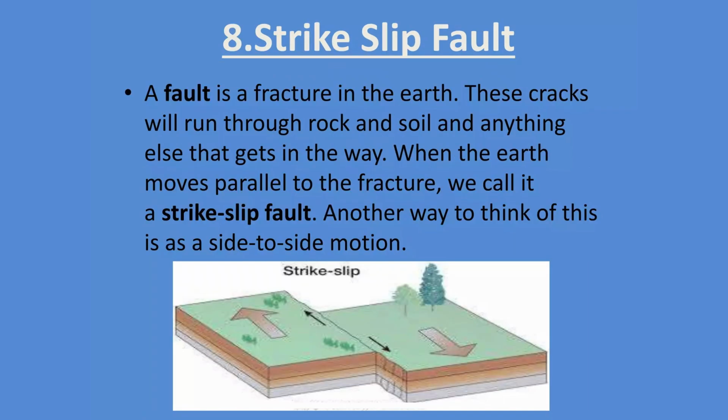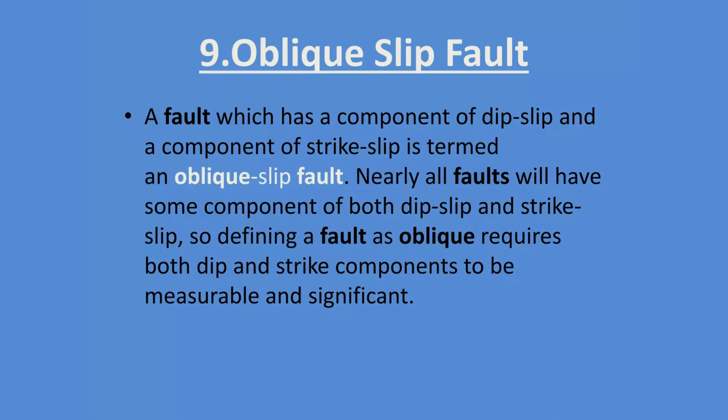Similarly, in the case of a strike slip fault, if the movement of the footwall and hanging wall is along the strike of the fault line, that is called a strike slip fault. In the dip slip fault, it is along the fault line, down along the dip. In the case of the strike slip fault, it is along the strike. In the case of an oblique slip fault, it is neither towards the dip nor towards the strike, but at an angle with respect to the strike and the dip direction.